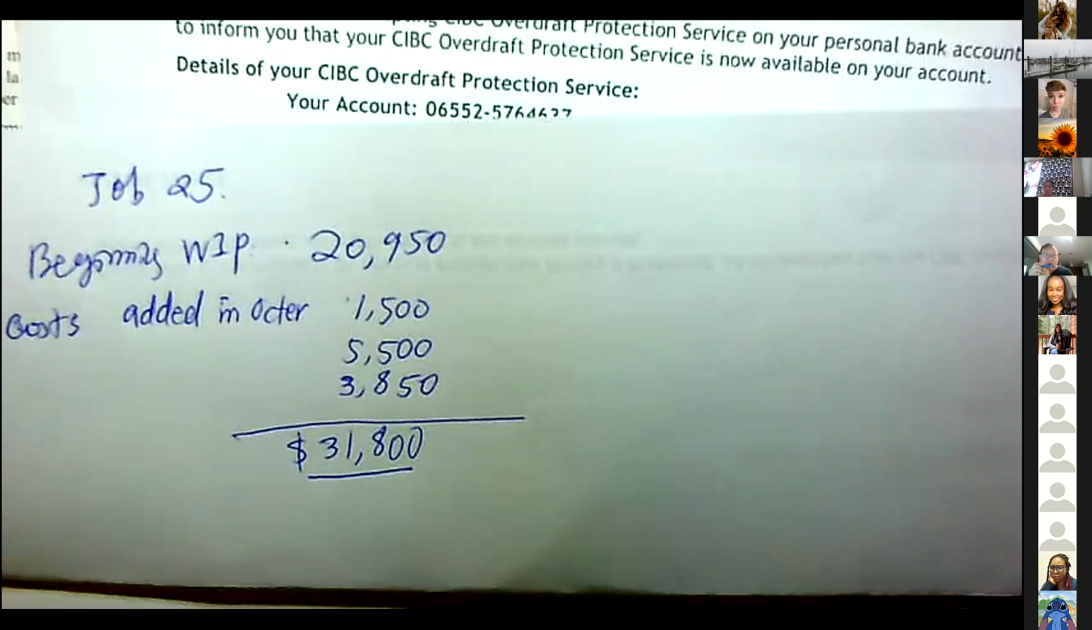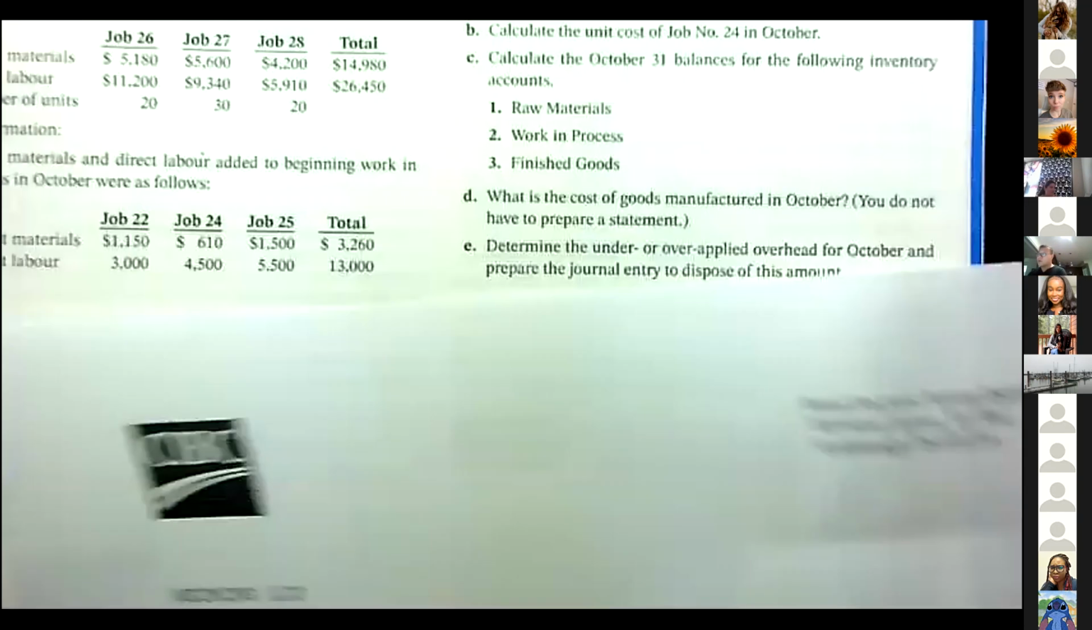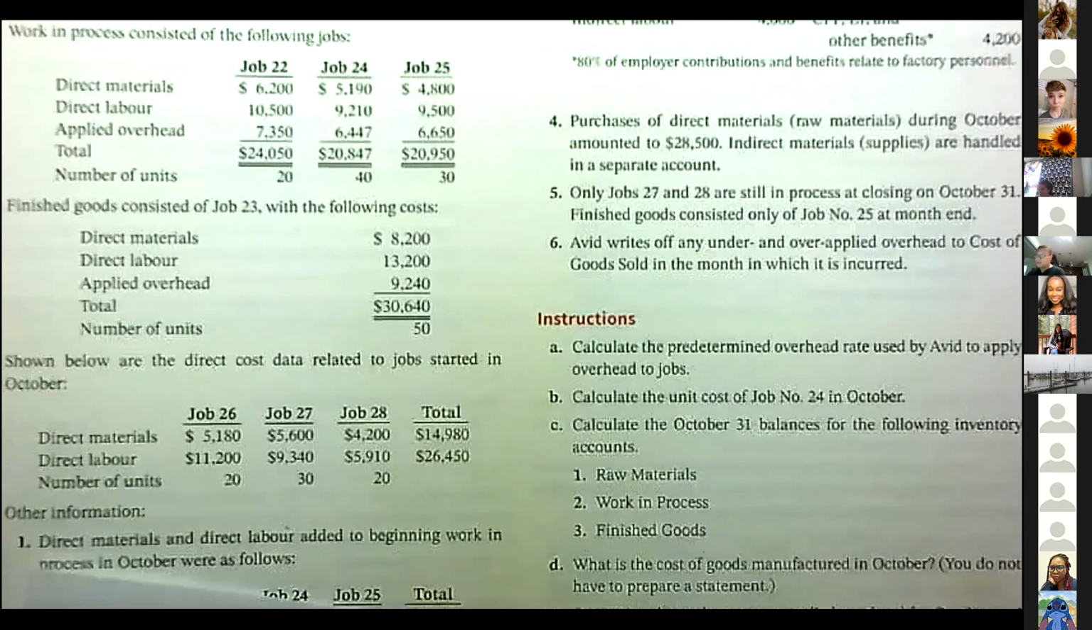The 2950 is the cost cumulative before October, and then the other three numbers are the cost in October. Professor, that's where the job is done. What about job 23? Job 23 is sold, right? Oh, okay, sorry. It's sold, so it's not in the finished goods inventory. But where did you get this beginning balance, Professor, this 2950? That's from here.